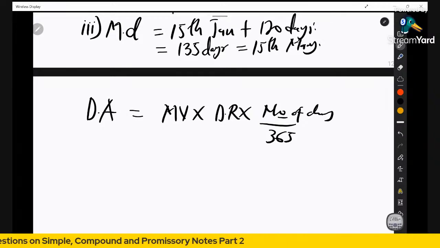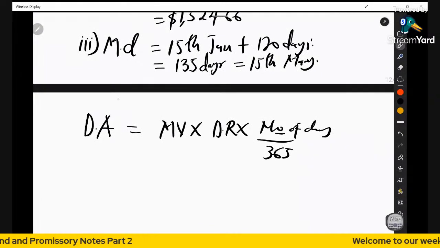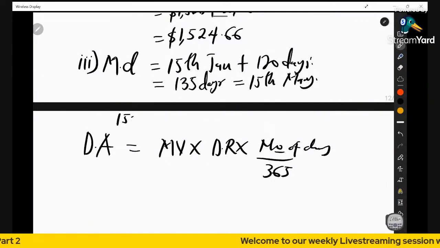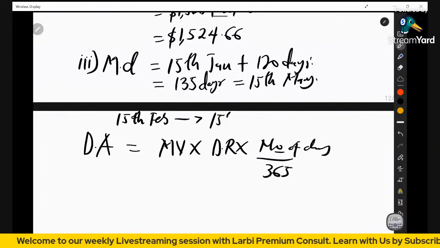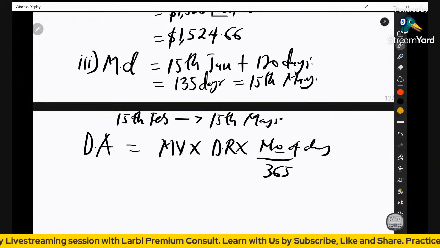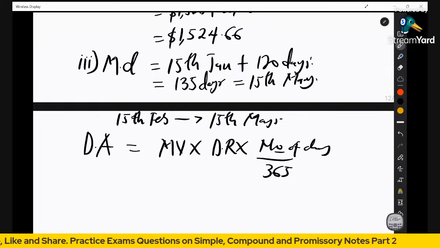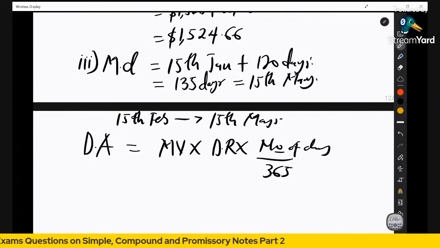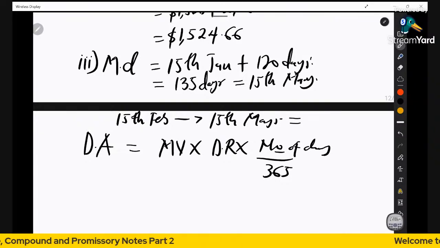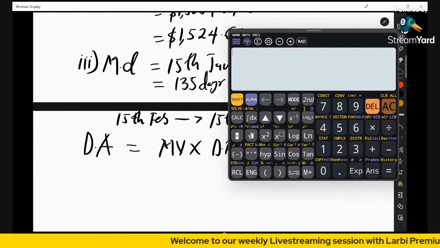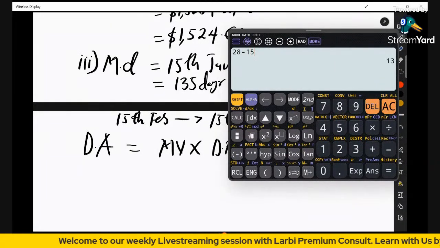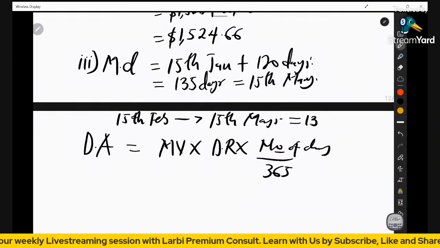So let's calculate the number of days. That's going to be from 15th of February to 15th of May. How many days do we have within this period? Let's do the calculation. Since we are using our normal days within the month, within February we have 28 days. When you take 15 from 28, what are we left with? 28 minus 15, we are left with 13. So that means we have 13 remaining days in February.